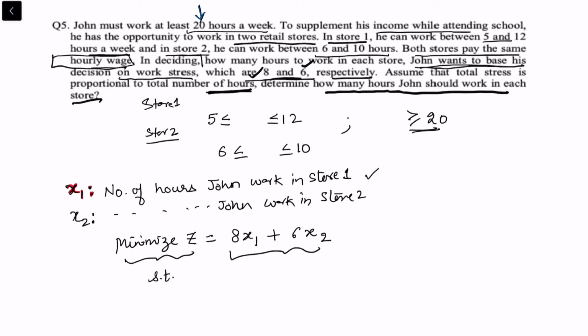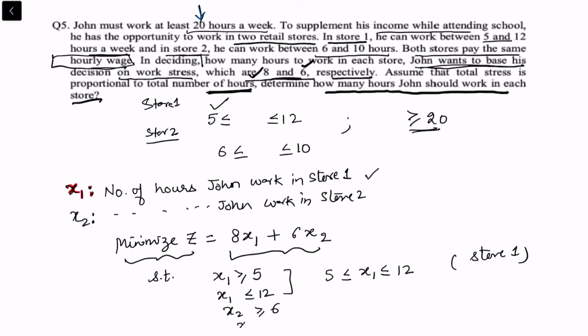Subject to, what are the constraints? The constraint is that John should work greater than or equal to 5 hours in store 1. It should be less than or equal to 12. We can combinedly write this as 5 less than or equal to x1 less than or equal to 12. This is because of the store 1 constraint, because x1 is for store 1. And similarly, now I can write for store 2. For store 2, x2 is greater than or equal to 6 and x2 is less than or equal to 10. So this I can again combinedly write as 6 less than or equal to x2 less than or equal to 10. This is due to store 2.